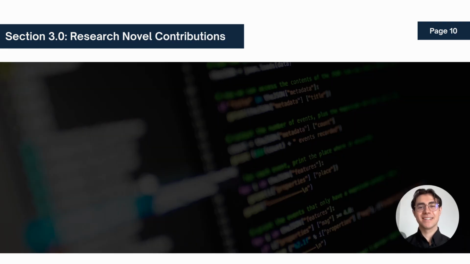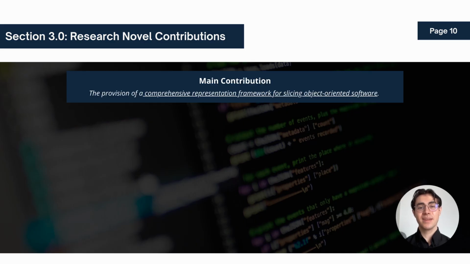Building on what William discussed about the research objectives, I'll now walk you through the novel contributions this paper brings to the field. The main contribution of this work is a comprehensive representation framework for slicing object-oriented software. While program slicing existed before this paper, existing techniques couldn't adequately handle the full range of object-oriented features. So with that being said, what exactly makes this work specifically novel?